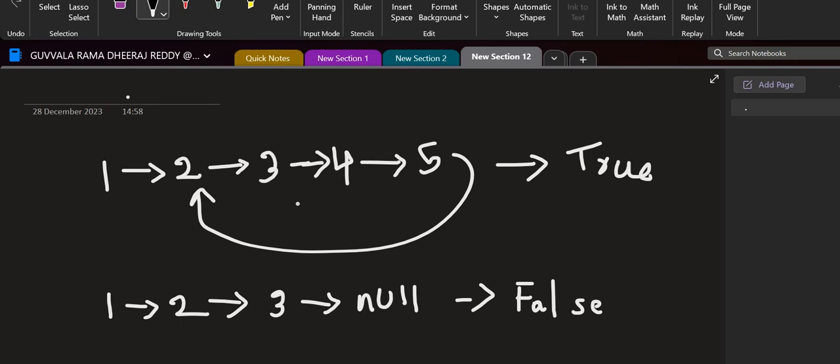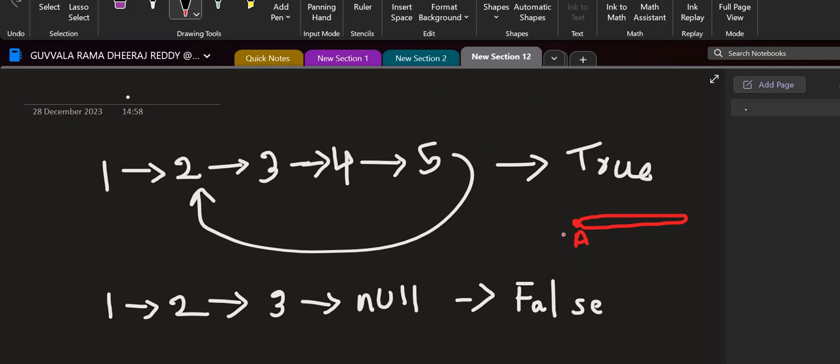You are given a loop. What does a loop indicate? If you start moving from point A and you went, and again you came back to point A, you came back to the previous position where you were. That is called a loop.